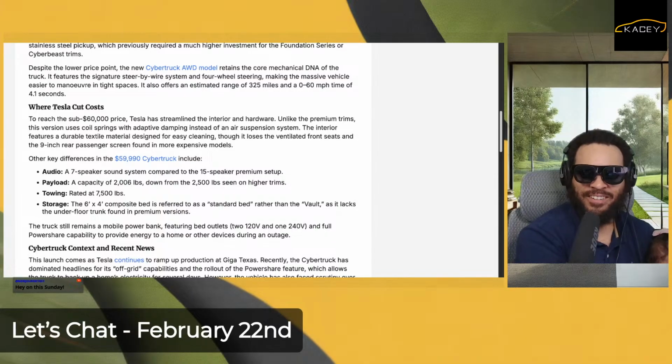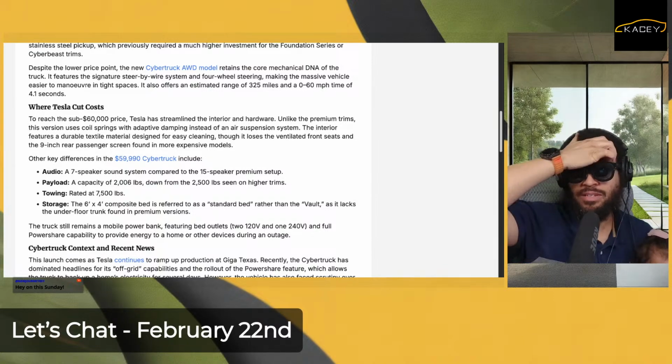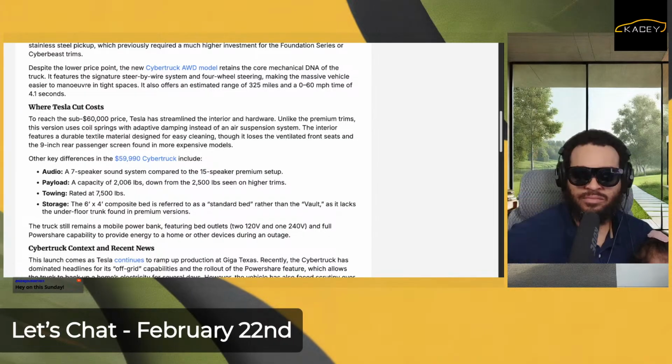So let's see, they streamline the interior and the hardware. Oh, and it's got cloth seats instead of the faux leather. Unlike the previous trim, this version uses coil springs with adaptive damping instead of an air suspension system. So it's going to be the same style suspension as the Model Y Performance instead of the air suspension like the other Cybertrucks. We'll pretend the other one never existed, the base model. And interior features a durable textile material designed for easy cleaning, and it loses the ventilated front seats and the 9-inch rear passenger screen, but you still have heated front seats.